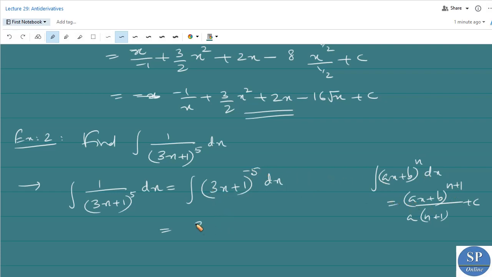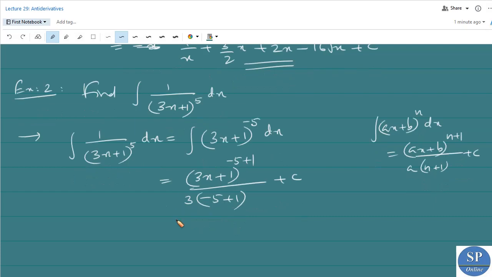So we have (3x+1)^(-5+1) divided by (-5+1) into this 3 plus constant of integration. So this is equal to (3x+1)^(-4) divided by -4 into 3, which is -12, plus constant of integration.